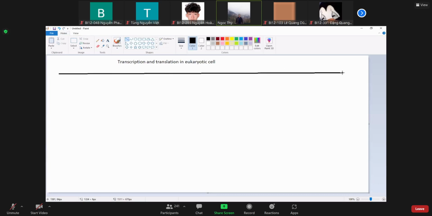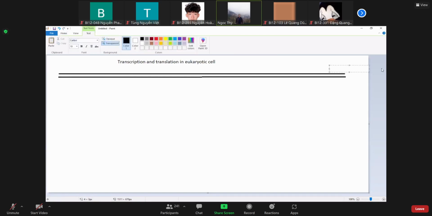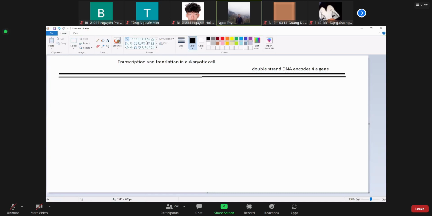So in here we have a double-strand DNA that encodes for genes. Double-strand. Because it encodes for a gene, it will have its promoter. So let's hypothesize this is a promoter region.